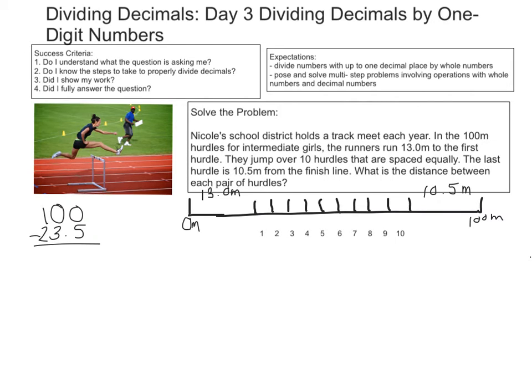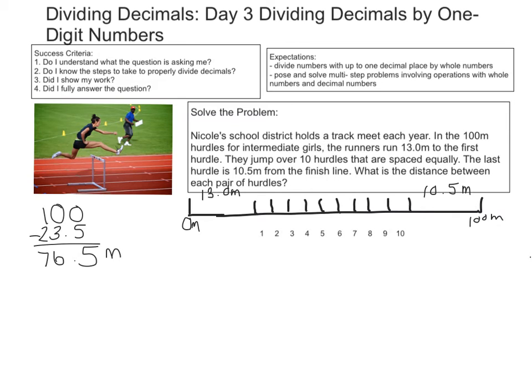So here we have 100 subtract 23.5. We have 100 because we have a total of 100 meters, and 23.5 because we added 13 meters plus 10.5 meters to try to figure out the distance between the first hurdle and the 10th hurdle. So if we subtract 23.5 from 100, we get 76.5 meters. Now that we have the distance from the first hurdle to the 10th hurdle, we can now figure out the distance between each hurdle, which is our question.